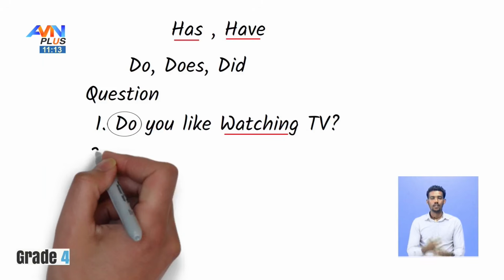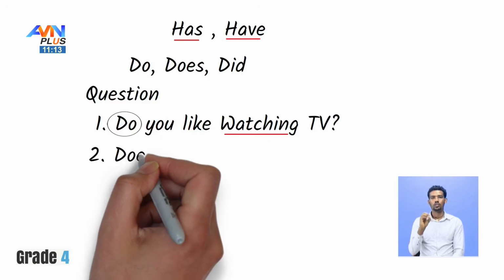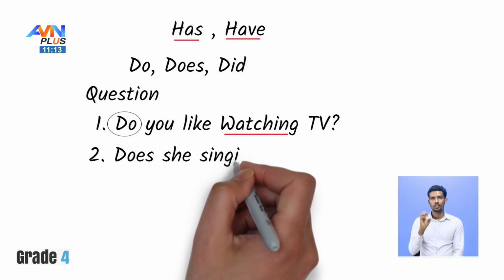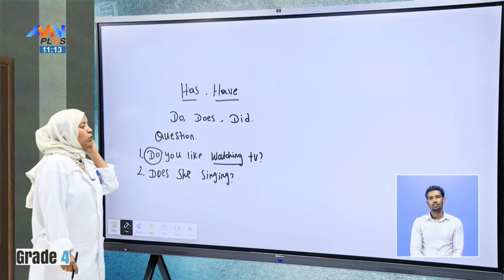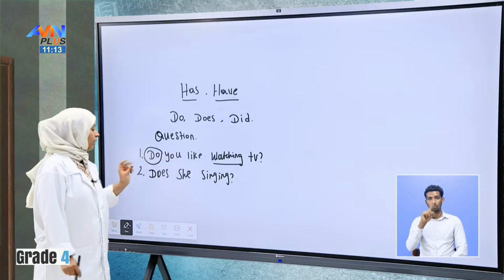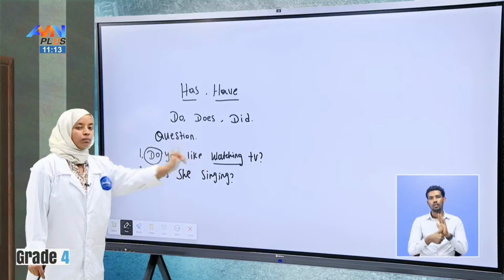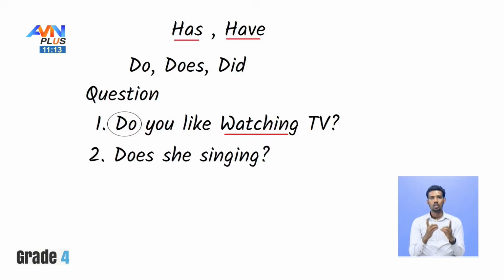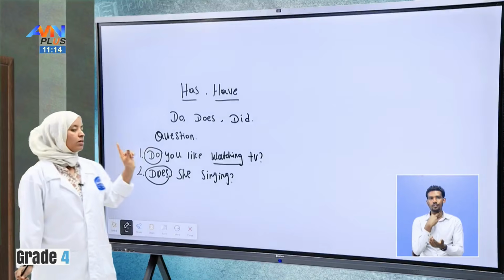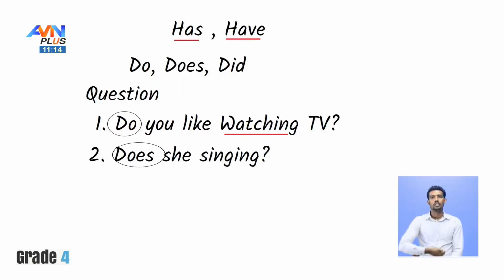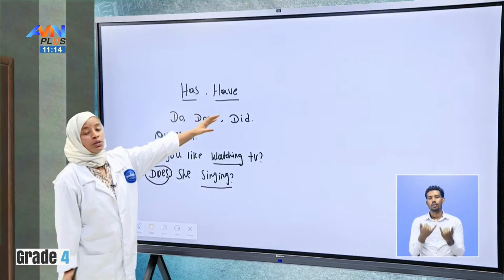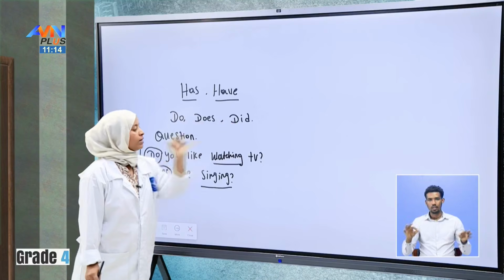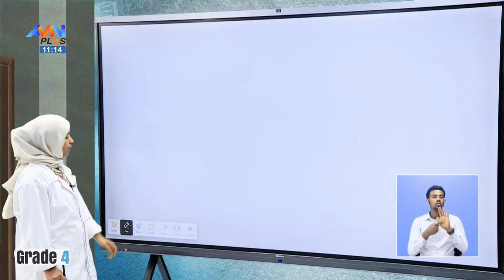Let us use does. Does she singing? When we come to a question, let us use a question mark. Does she singing? Here is does, the helping verb, and here is singing, the main verb. Let us use also did, to make it what? Past tense. The next one is, let me show you, the negative form.